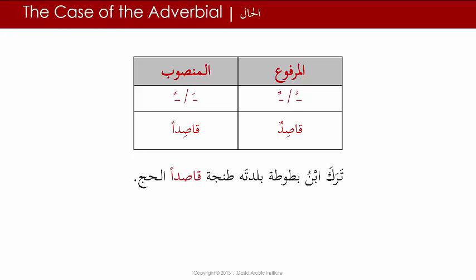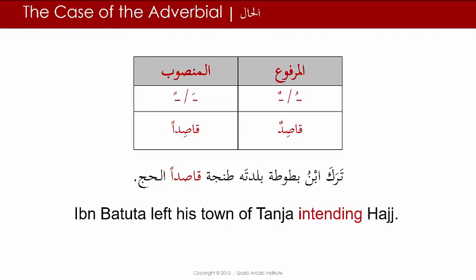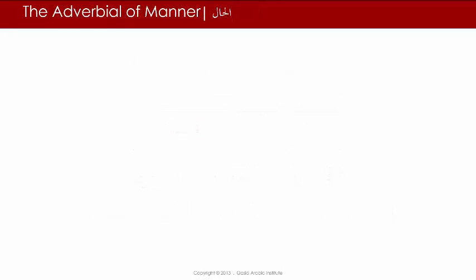And here's an example. ترك ابن بطوطة بلدته طنجة قاصدا الحج. So you see here, Ibn Battuta left his town of Tanja intending Hajj. So you see, qasidan is telling us about what Ibn Battuta was doing while he left Tanja. So here we're talking about the hal, or the state of the doer, Ibn Battuta, while the action is taking place, i.e. taraka, his leaving. Let's look at some more examples.